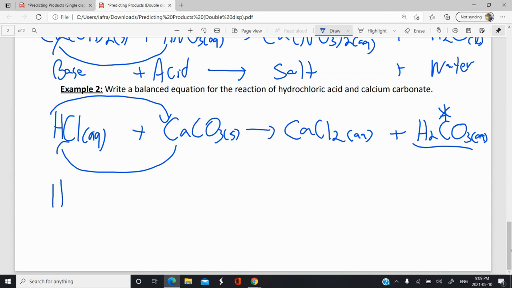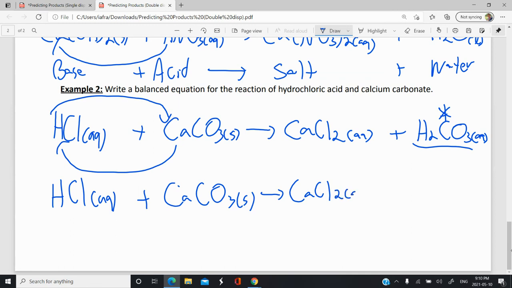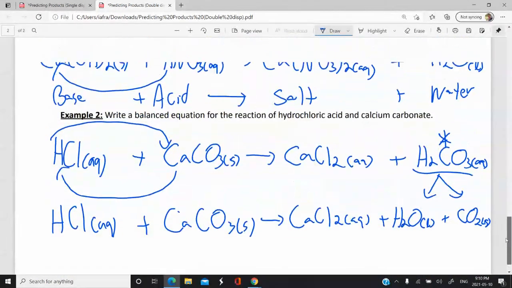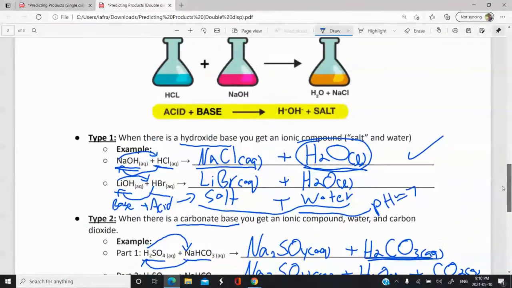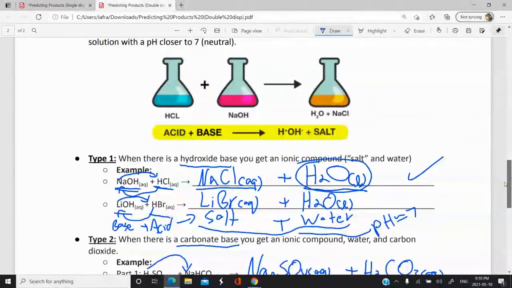So we can rewrite this as HCl, AQ, plus calcium carbonate, solid, arrow, CaCl2, AQ. And then, remember, this breaks down to form our water as a liquid and our carbon dioxide as a gas. And so that sums up and that's the last example for double displacement reactions and our neutralization reactions.